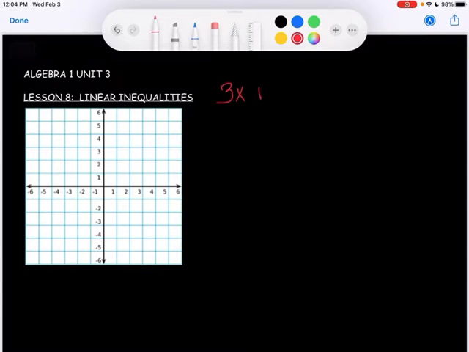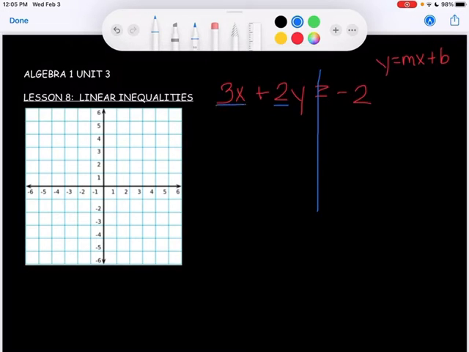3x plus 2y is greater than or equal to negative 2. The best thing to do when you're graphing lines, even if they're linear inequalities, is to get it into slope-intercept form, which is y equals mx plus b. So we want to get y by itself here. I'm going to go ahead and draw my vertical line. I want to get y by itself, so I've got to get rid of the 2 and that 3x. Well, it's 2 times y, and that's a plus 3x, so we need to get rid of the plus 3x first. I'm going to subtract 3x from both sides.